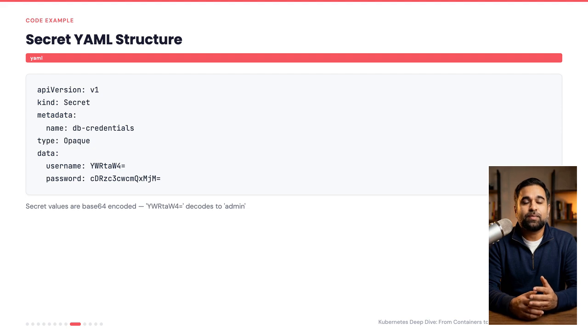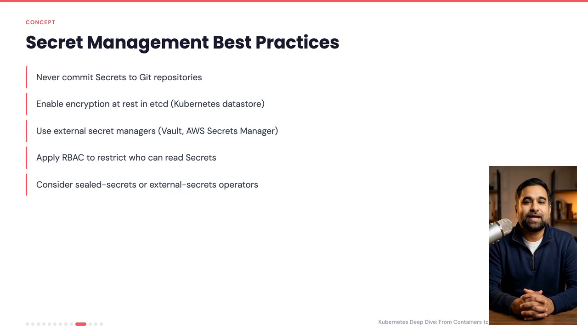HashiCorp Vault is probably the most popular choice. Instead of storing secrets directly in Kubernetes, you store references to secrets in Vault. Your application retrieves them at runtime. AWS has Secrets Manager, Google Cloud has Secret Manager, Azure has Key Vault. All of these integrate with Kubernetes through various operators and tools.